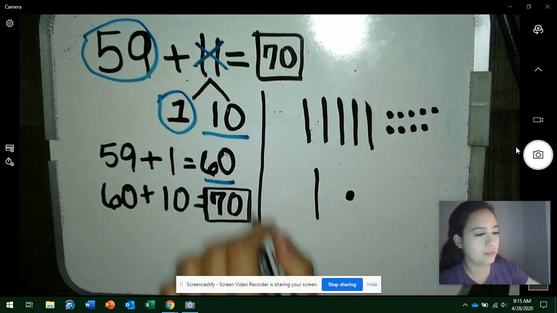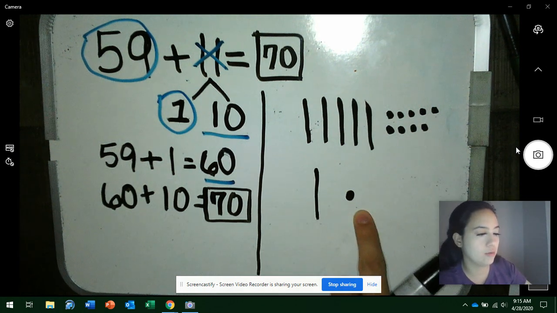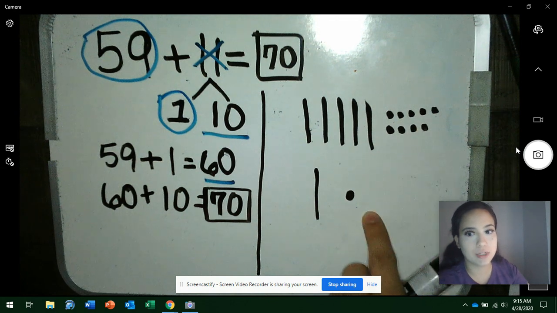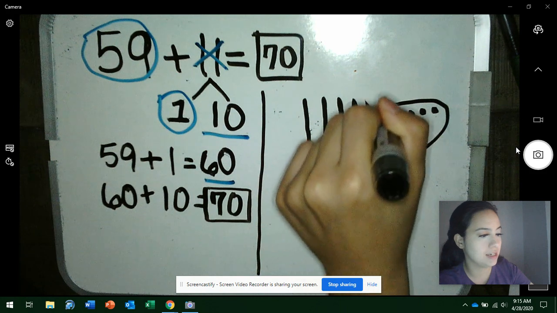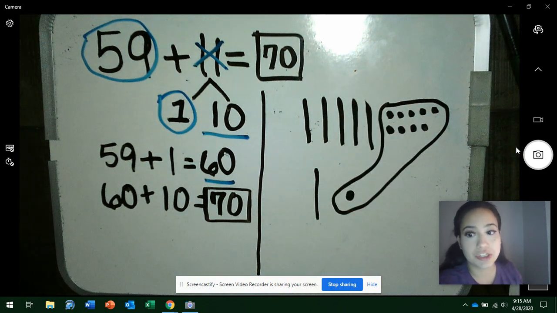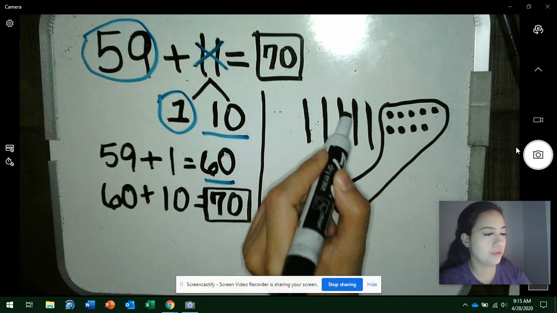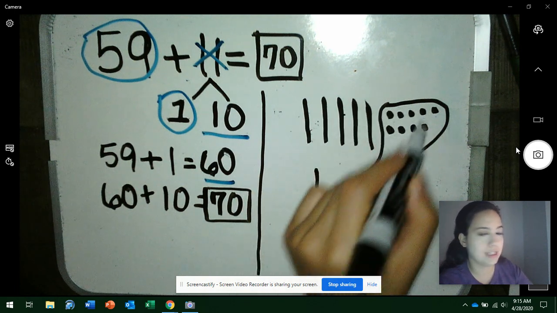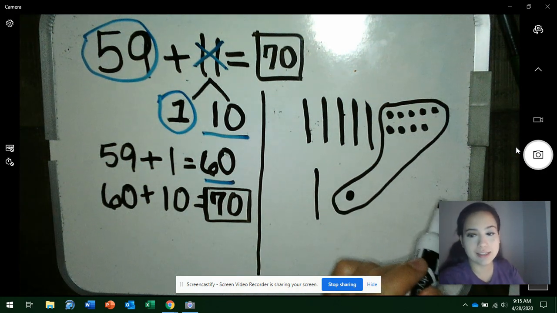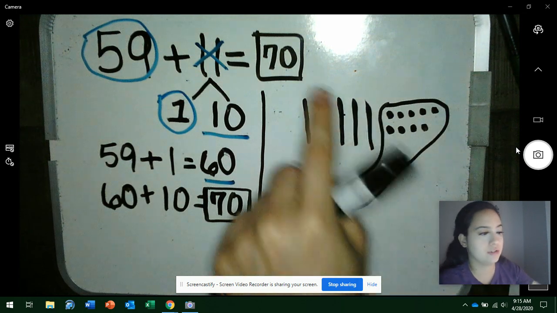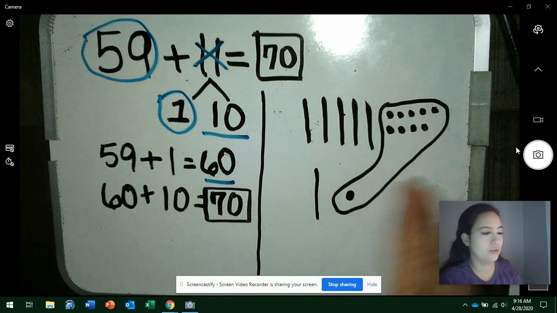If we add our picture together, well, here I see that I have 9 ones and 1 one. So 9 plus 1 is 10. So this right here makes another 10. So now we just have tens. Let's see if it matches our answer. So 1, 2, 3, 4, 5, 6, 7 tens. So 7 tens is the same as what number, boys and girls? Get ready? Yeah, 70. So it matches.